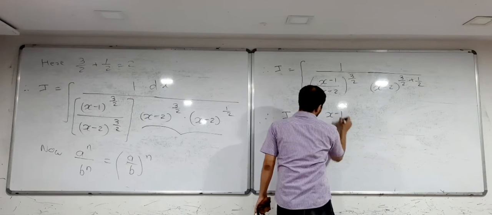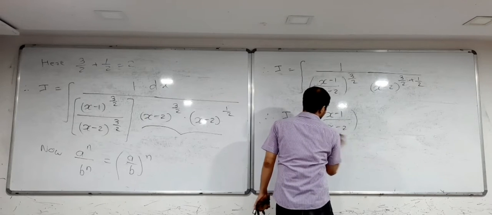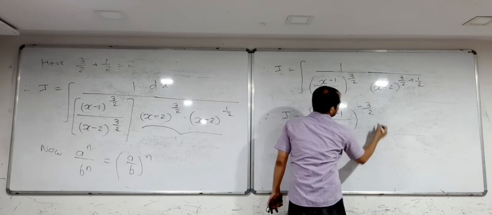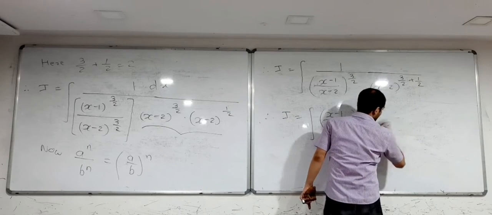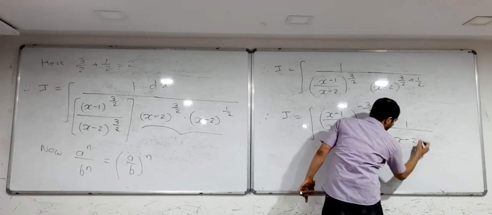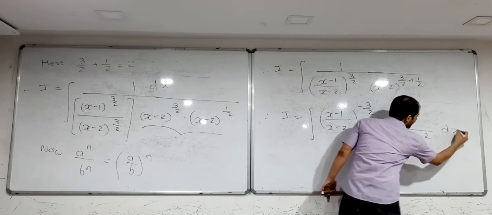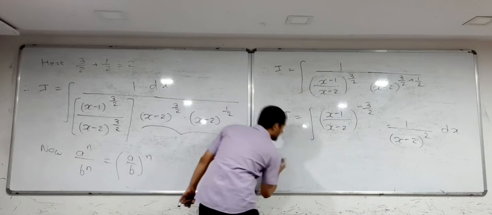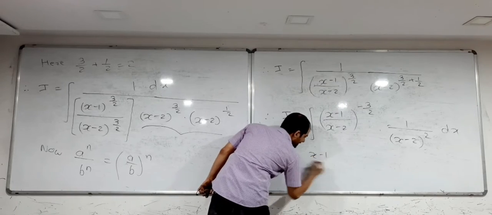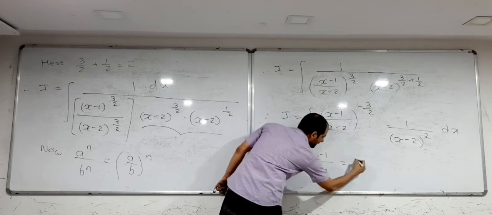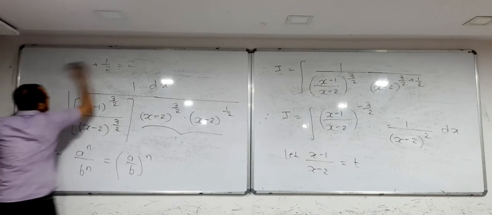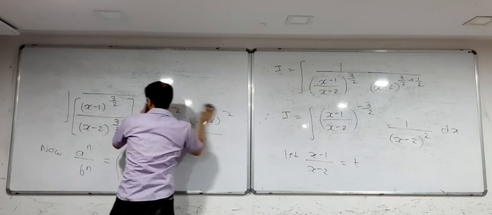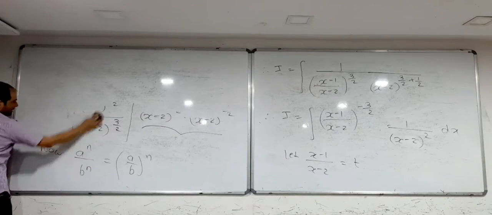So I is the integration of, the power goes up in the fraction, so it becomes (x minus 1 upon x minus 2) raised to minus 3/2, and this becomes 3/2 plus half is 2, so into 1 upon (x minus 2) whole square dx. Now you know, let (x minus 1) upon (x minus 2) be t. Differentiate directly on the left, you have to apply the quotient rule. So you understood?